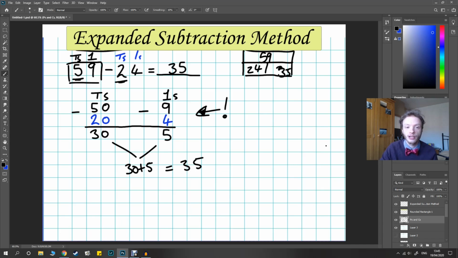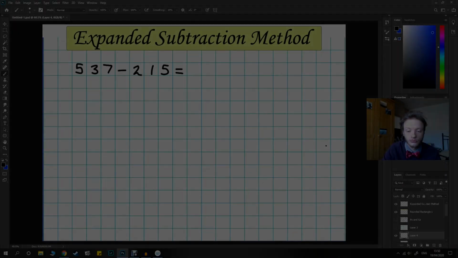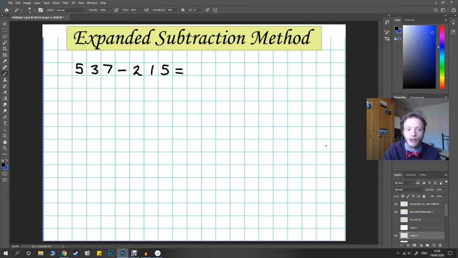Cool, that's a really lovely simple example with 2-digit numbers. We're going to have a look now at 3-digit numbers. Okay, now we're going to move into subtracting 3-digit numbers using this expanded subtraction method. Just like before, we're going to need to partition. So I'm going to make sure for myself I know which one of the hundreds, tens and the ones are.